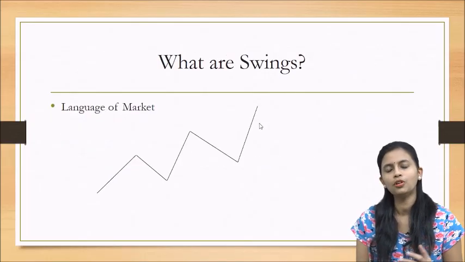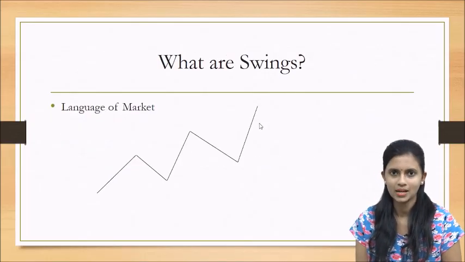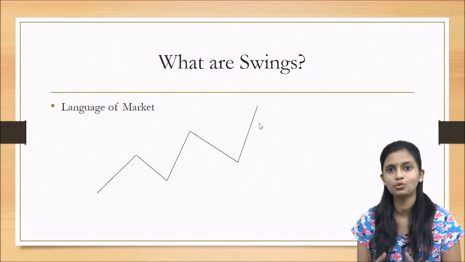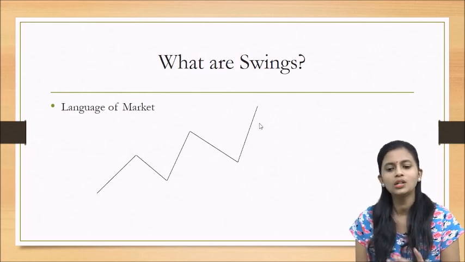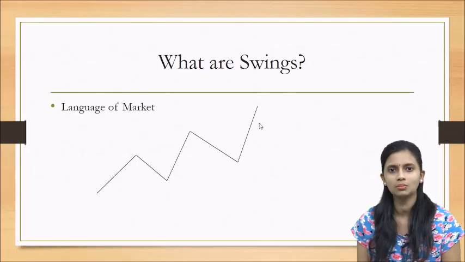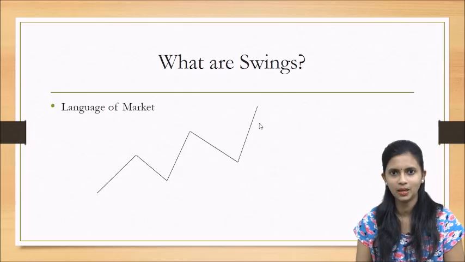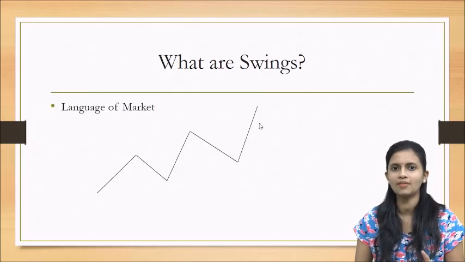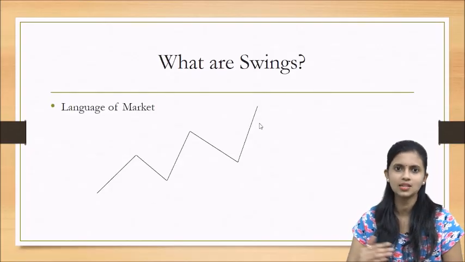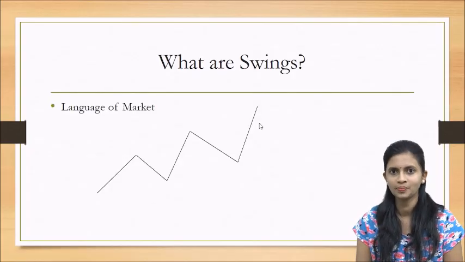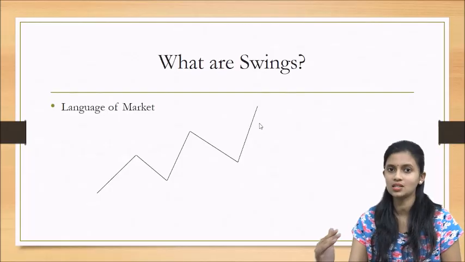So before going deeper into price action, it's very important to know a few terms. The important thing is swing. Now what is a swing? Swing is nothing but the language of the market. Let's say I have to travel from place A to place B and I opted to travel by my car. Now, how will I travel? It's really difficult to cover this distance. Say this distance is 300 kilometers. It is very difficult to cover this distance in one go.